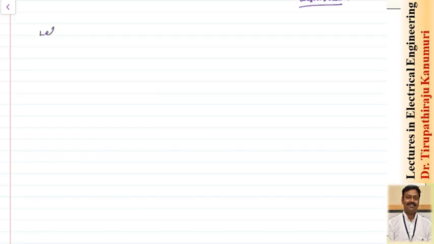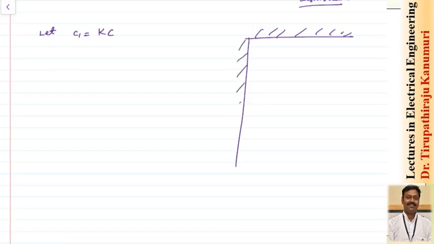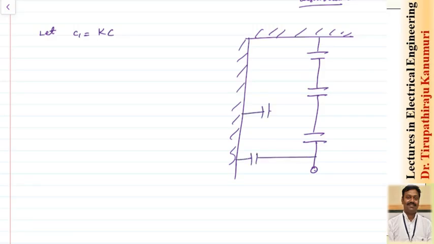For that, let us take C1 equal to some K times C. Let us assume the insulators are arranged like this. So these are 3 insulators. The capacitance will be formed between the conductor and this one. So this is one capacitance, there will be capacitance here, and there will be capacitance here. Let us take this capacitance as C1. This is the shunt capacitance, and the self or mutual capacitance I have represented here.